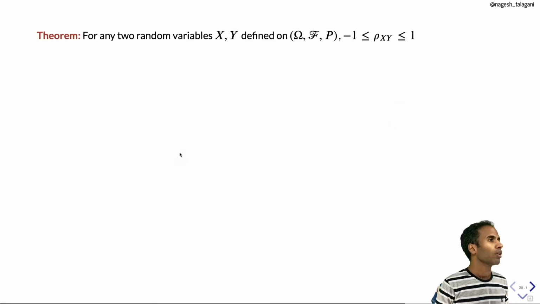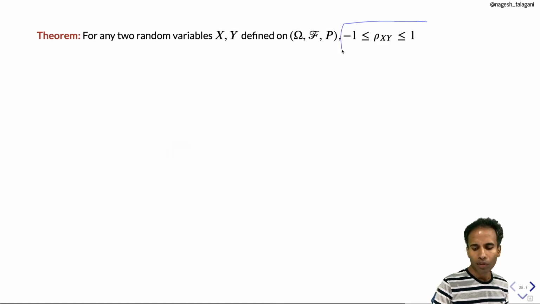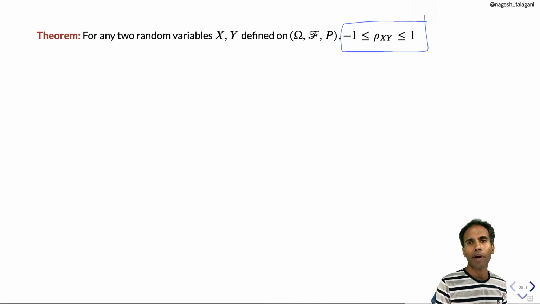Okay. Theorem: for any two random variables X and Y defined on probability space (Ω, F, P), the correlation coefficient between X and Y is always between -1 and 1. Okay, the rho XY is always between -1 and 1. Okay, we have to prove this.